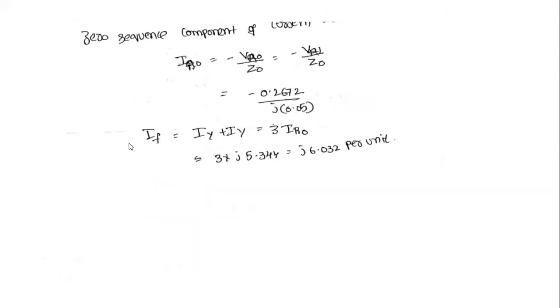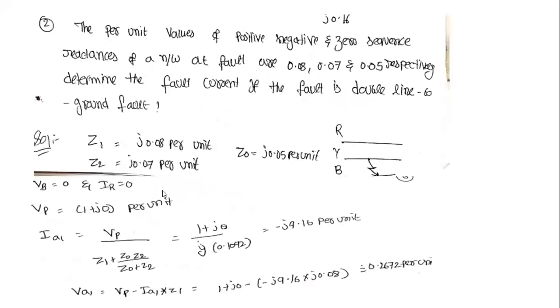This is the total fault current, IF is equal to 3 IR naught, where IR naught is the zero sequence current for the R phase, and therefore the fault current is obtained between the Y and B phase to the ground. Therefore VB is equal to 0, and then IR is equal to 0.